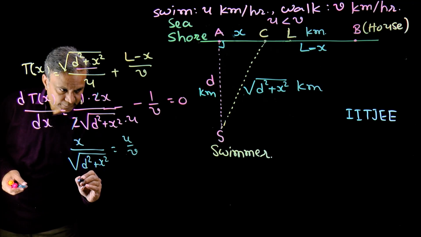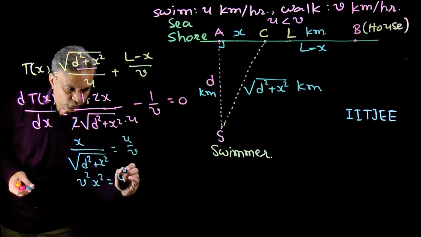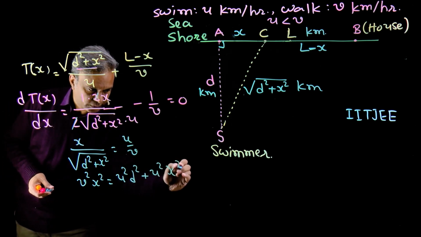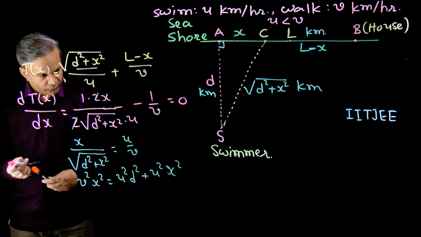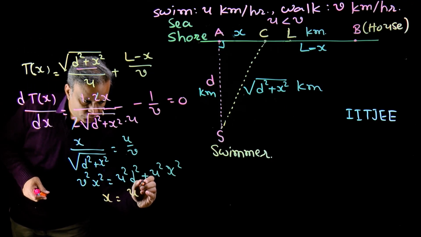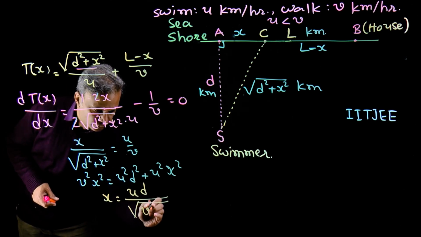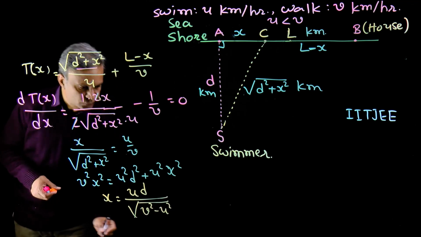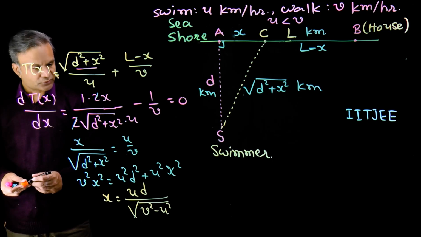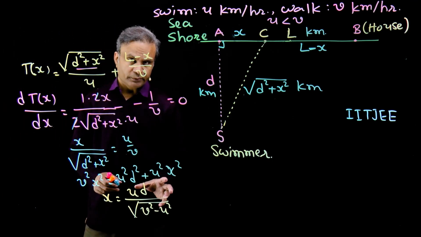From this we get v square x square is equal to u square d square plus u square x square, okay. And from this we get x is equal to ud upon square root of v square minus u square. I am considering positive value because x will be positive, okay. Now we have to verify that this is point of minima.